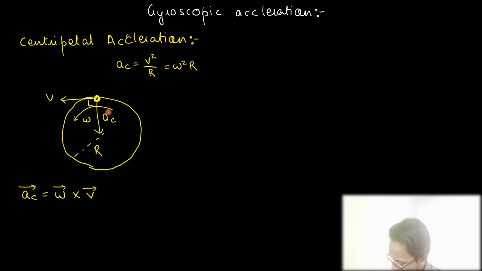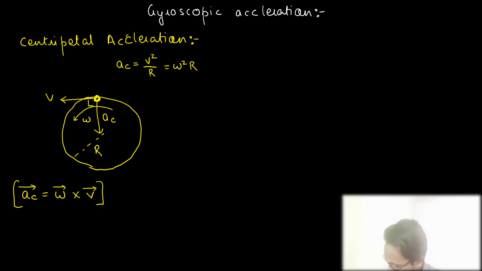Now apply this formula. The direction vector of omega is outside the plane of the screen. This vector is along this direction. So apply your right hand three finger rule, and the direction of centripetal acceleration will be in this direction. That is all fair and fine, but how do I derive this one? See, there are many derivations. Let's check out the derivation that I'm doing.